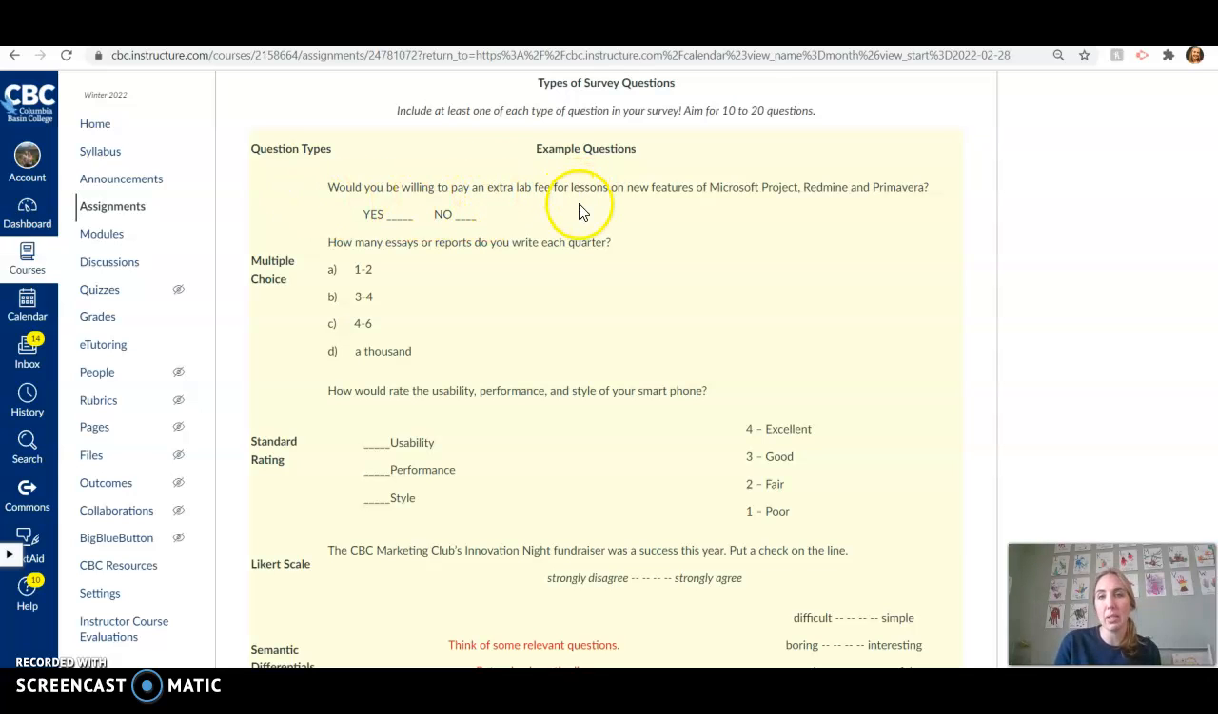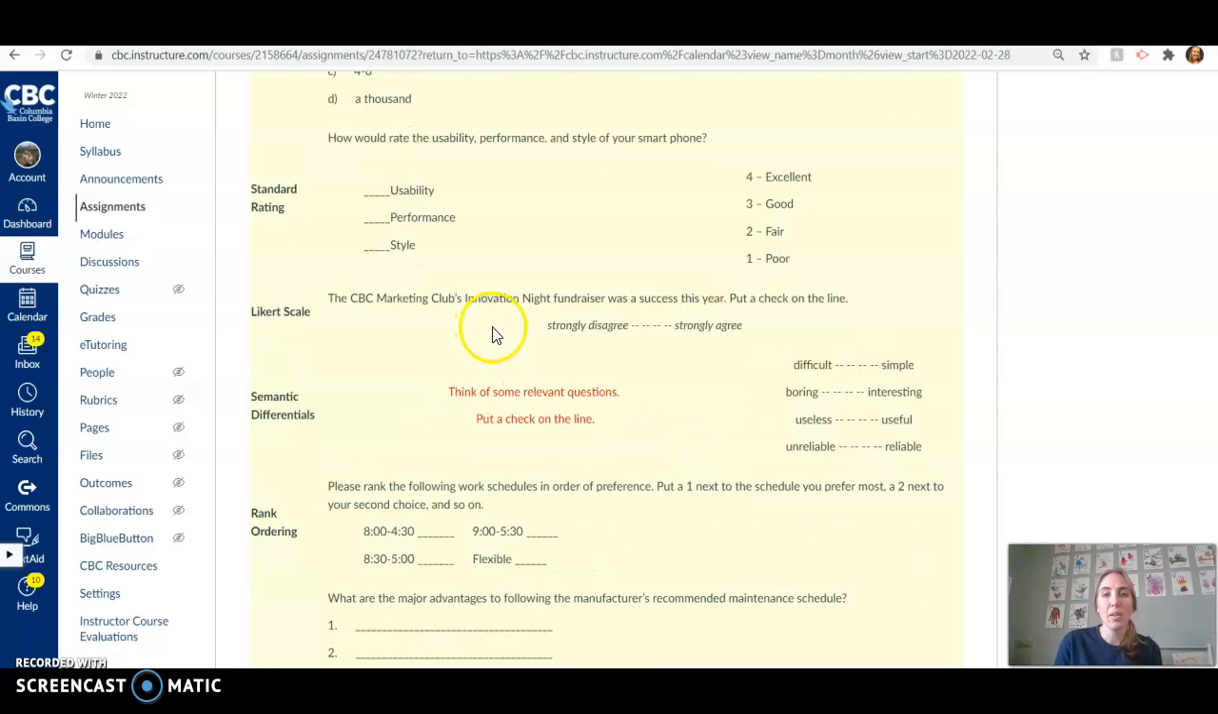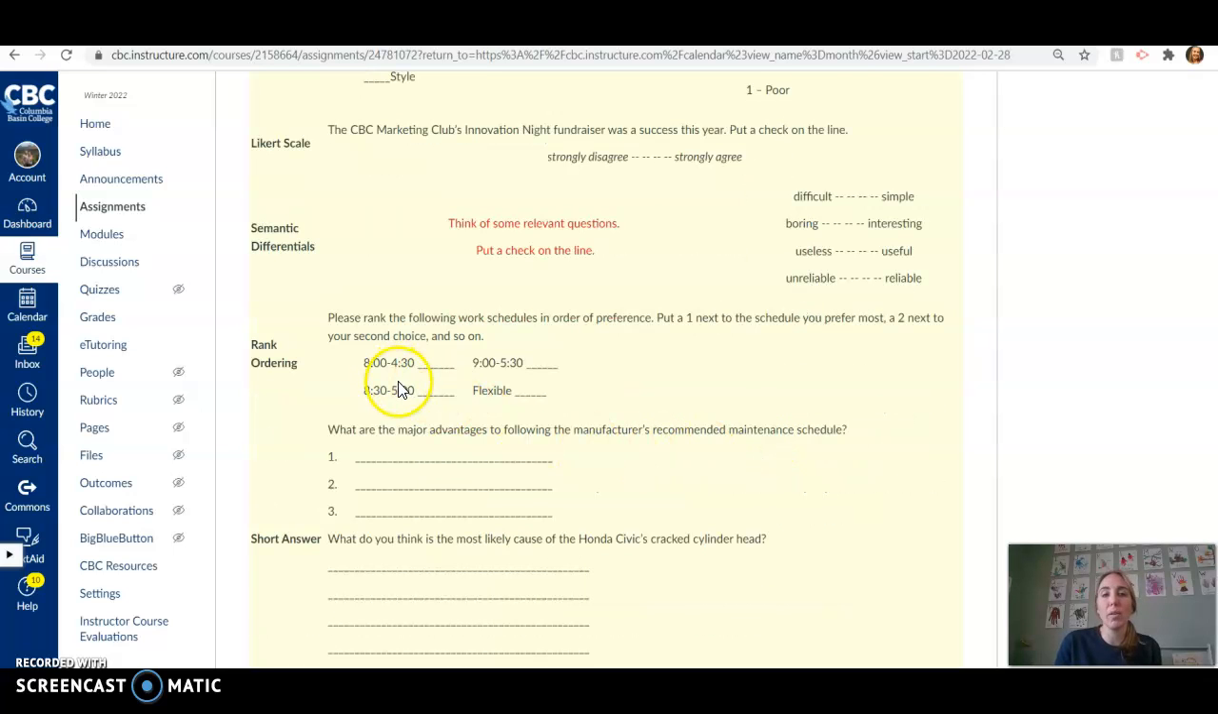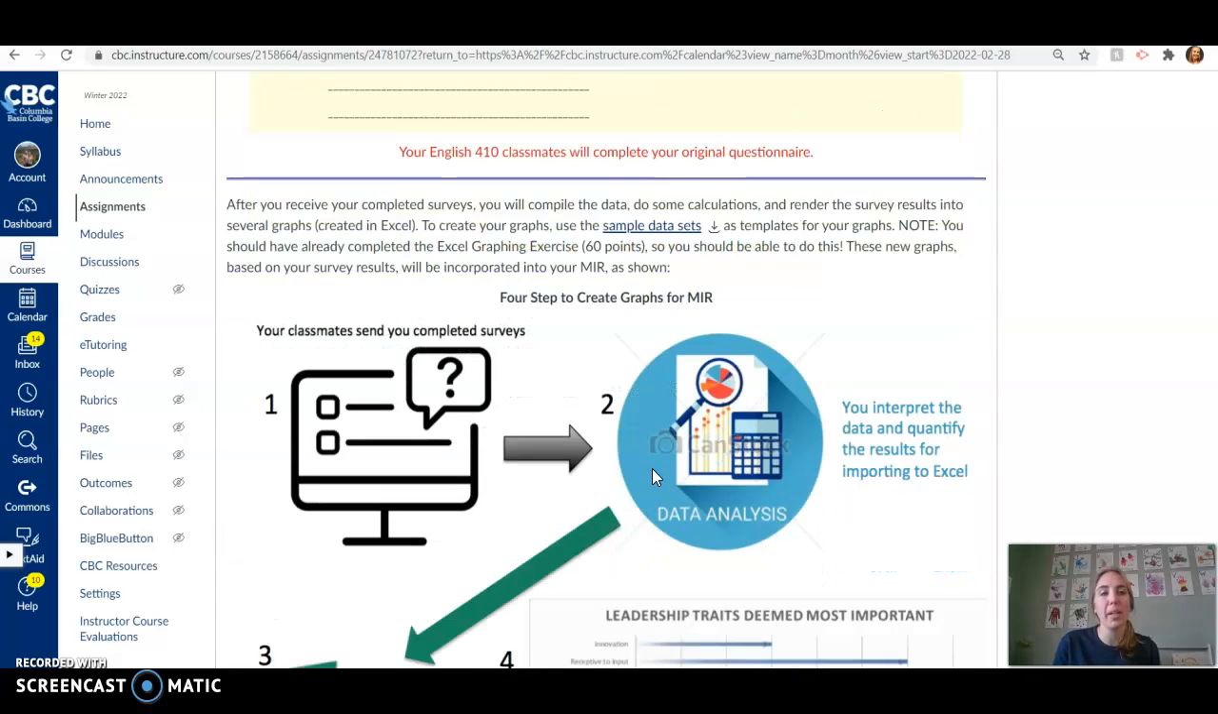There's easy yes/no questions. There's multiple choice. There's a standard rating with excellent, good, fair, and poor. There's a Likert scale, which is kind of like the gold standard of academic surveys, at least, where you rate something along a scale of strongly agree or strongly disagree, or boring and interesting, useful, unreliable, those kind of things. So semantic differences, rank ordering, put a number next to the one that you prefer most, and so on. Short answer questions, what do you think most likely is the cause of this cracked cylinder head? Whatever makes sense with your topic.